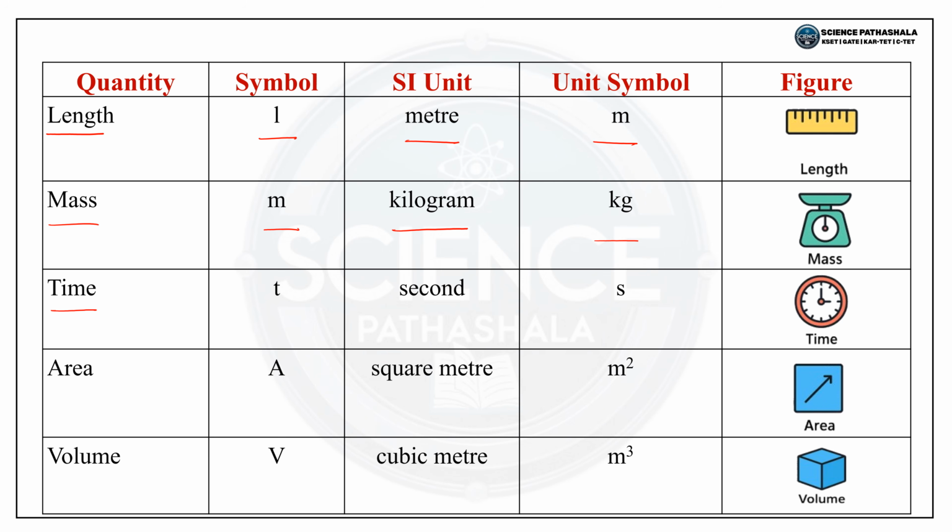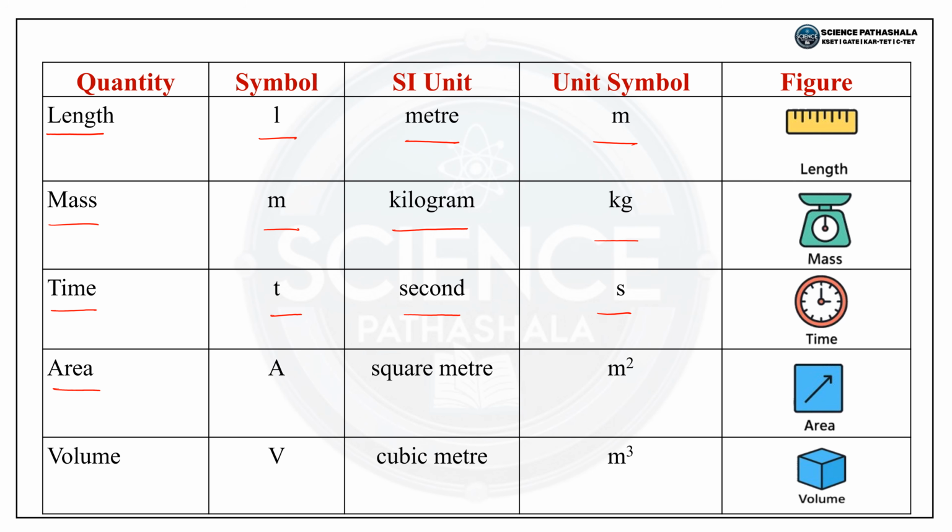The next is time. Time means how long an event takes to happen. It is represented by the symbol small t and the SI unit is second and the unit symbol is small s.